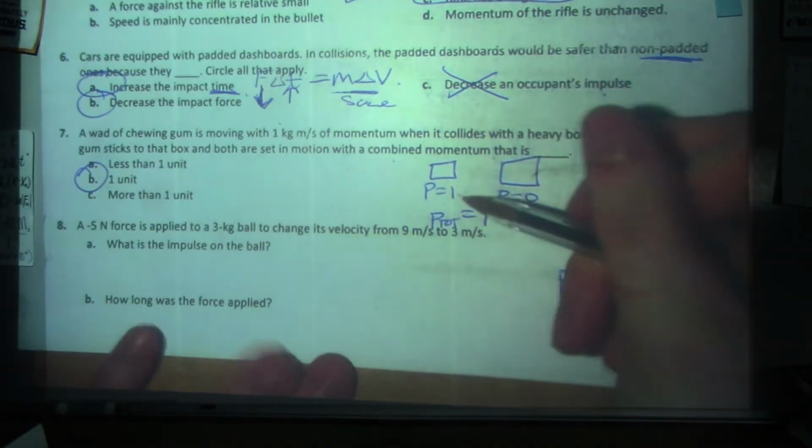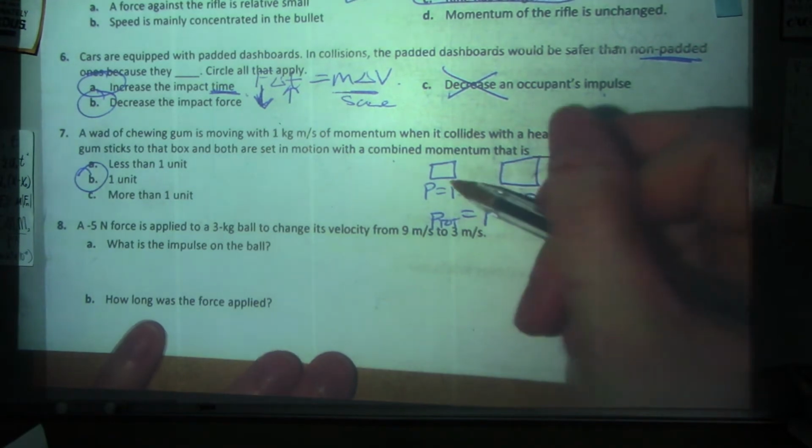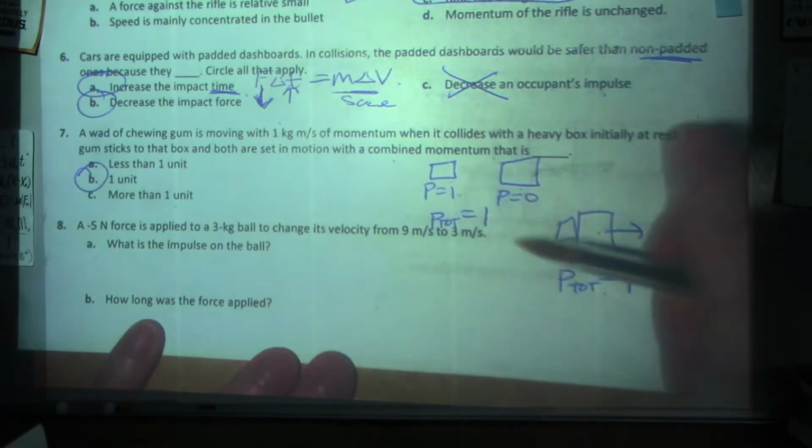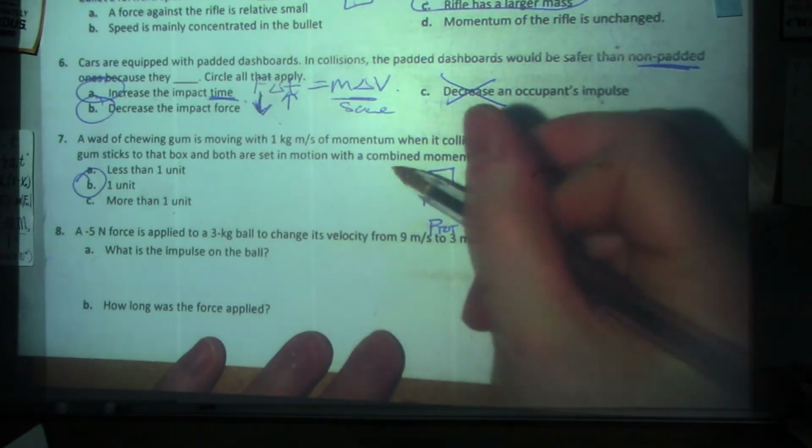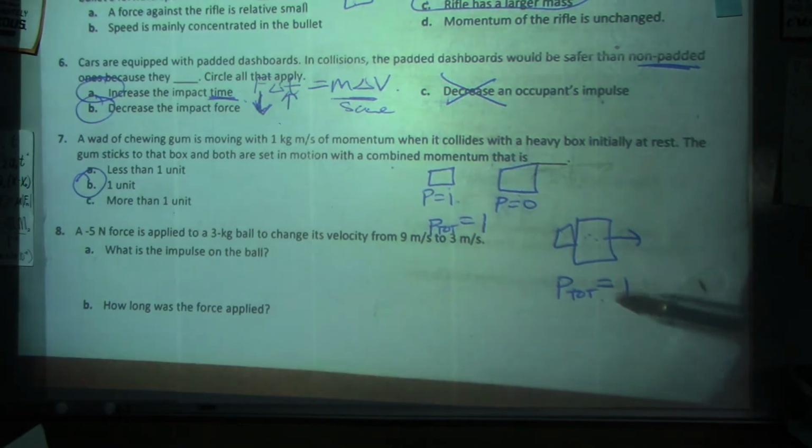That momentum can't be less because it has to go somewhere, and it can't be more because then where did that momentum come from? Now, each individually has less than 1 unit, but together, combined, they have 1 unit of momentum.